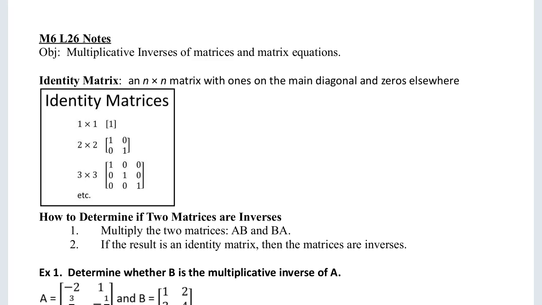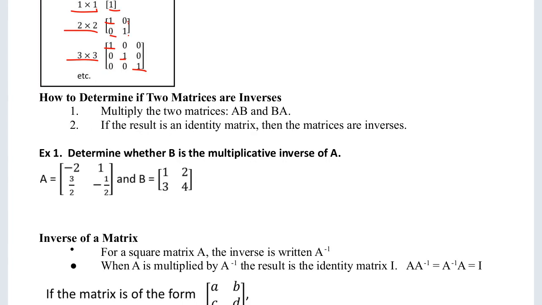Multiplicative inverse notes. Here are some examples of identity matrix. A 1 by 1 is just a 1. 2 by 2 would have a 1, 0, 0, 1. A 3 by 3 would have a main diagonal of 3 ones, and all the other entries as 0.